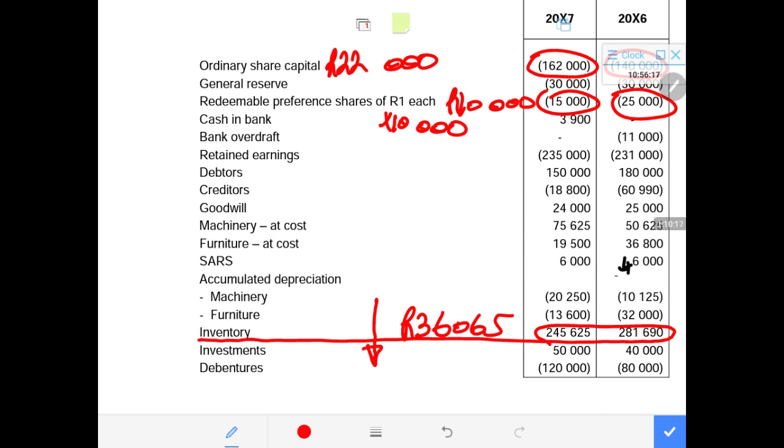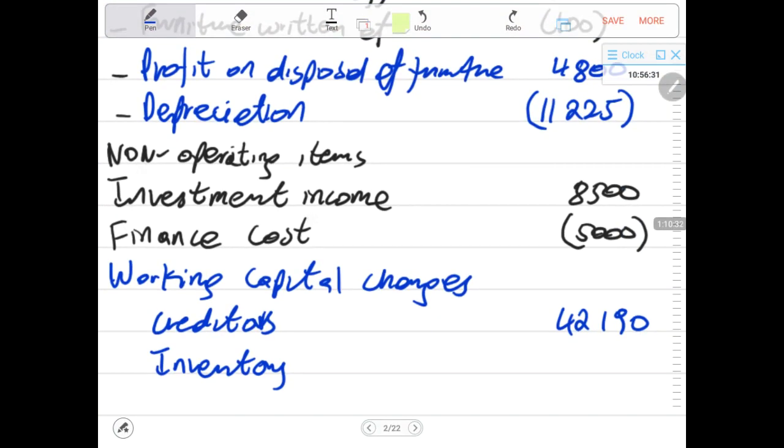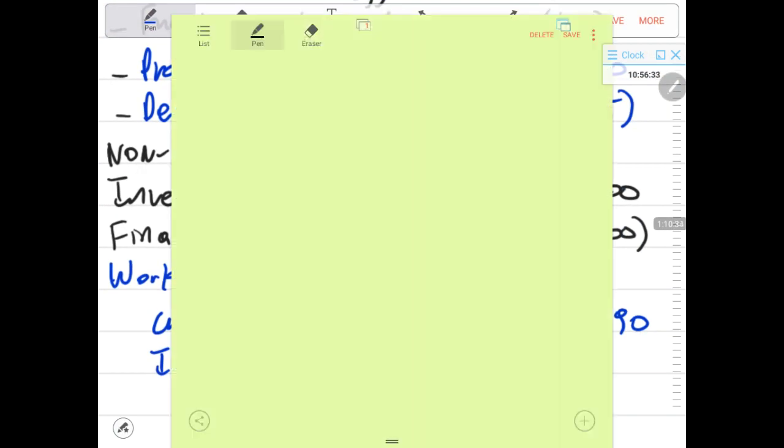Now, another question. When does the inventory decrease? Or under which circumstances will the inventory decrease? Inventory will decrease when we sold it. So let us record it in the journal so that I can give you more clarity. When we sell inventory, remember, we debit our bank if it's sold for cash. And I'm using the perpetual inventory system.